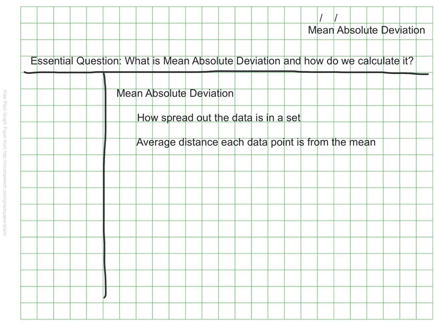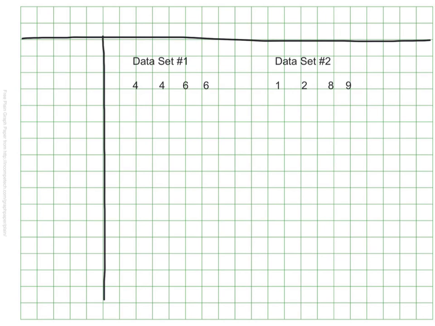So why would we need to know this? It's best to do this by showing you an example of two data sets. So when we look at the MAD, or mean absolute deviation, of both, we can see what information that's telling us. On my next page, I'm going to give you two data sets. I have these two data sets. In both of these, the mean is 5, but they look very different.